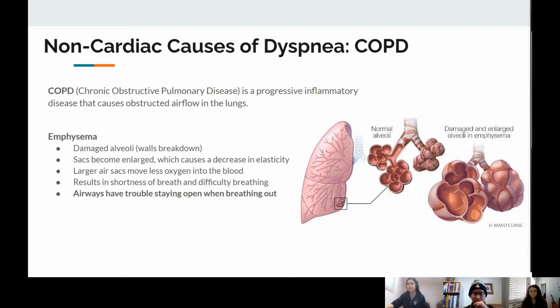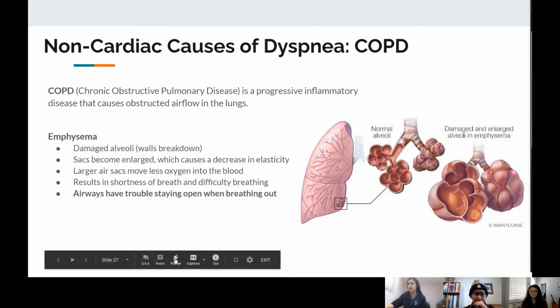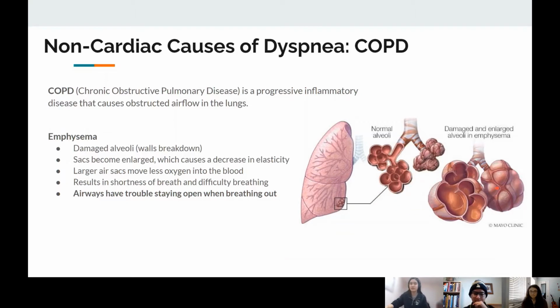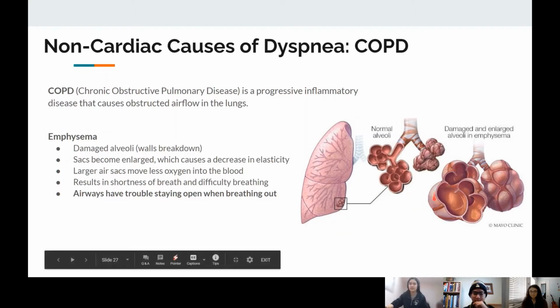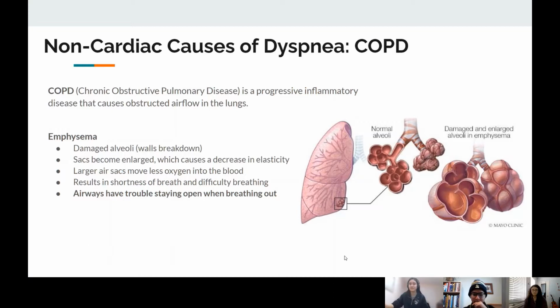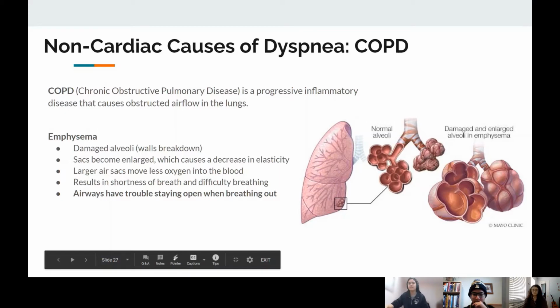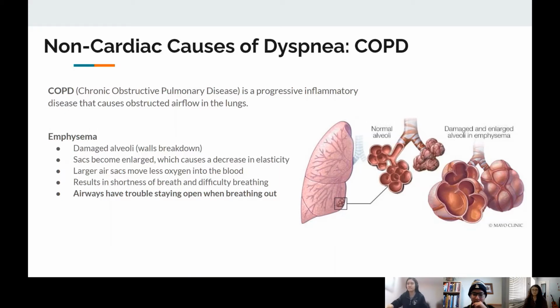So you can see in the image on the left, you could see the normal alveoli, and then on the right, you could see that some of the walls have been broken down. And so this causes these sacs to become enlarged, which decreases the elasticity. And so this elasticity is very important in exhaling because that is what allows you to exhale the air that you've inhaled. And so without this elasticity, it makes it very difficult to breathe out. And this causes a lot of shortness of breath because enlarged sacs also lead to less oxygen moving into your blood.